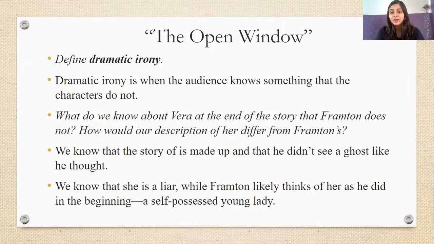While Frampton likely thinks of her as he did in the beginning, a self-possessed young lady. Now we know as the reader that Vera is a liar. She's cheating him. She's troubling him. She's playing a prank with him. But Frampton, even at the end of the story, does not know that she has made up all this, and he still thinks that the little girl is a self-possessed young girl. So all these things we know from the beginning of the story, but the character Frampton does not know. So that is why this story can be named as a dramatic irony.